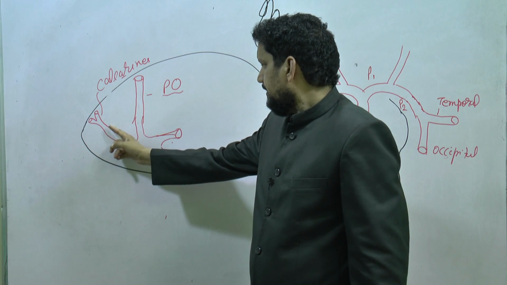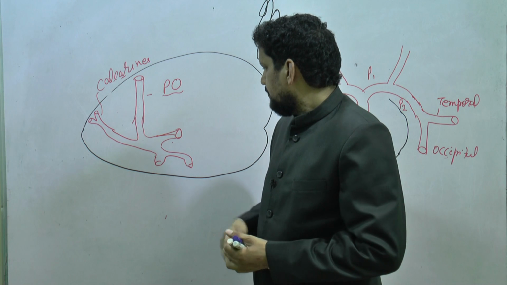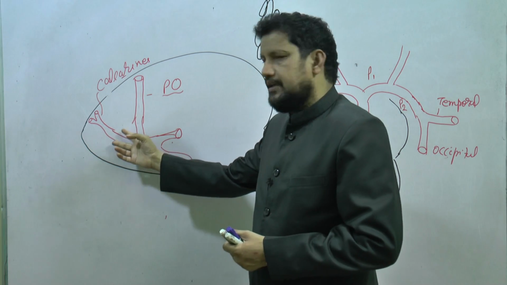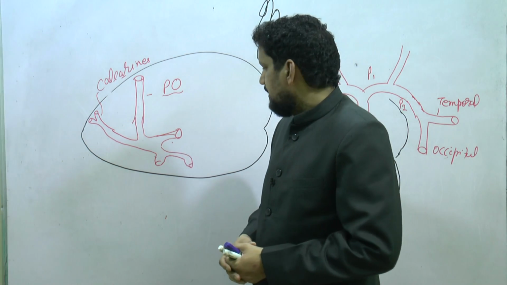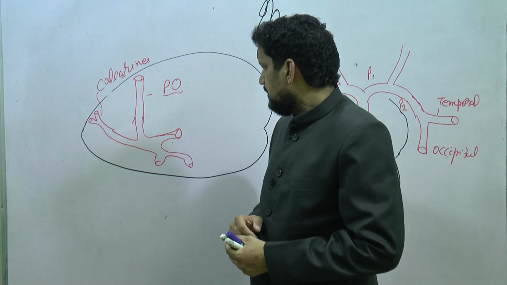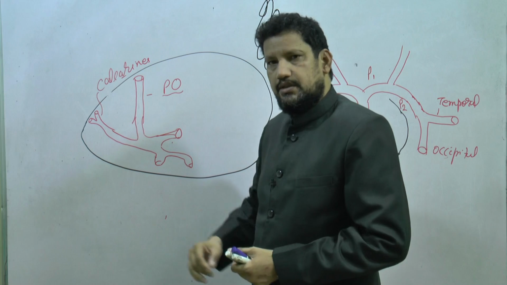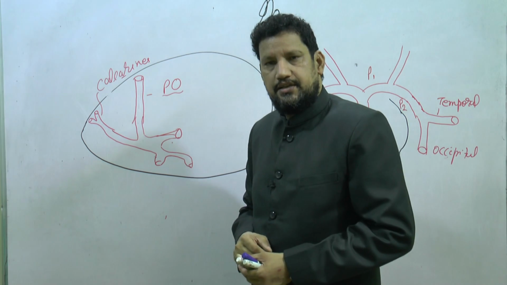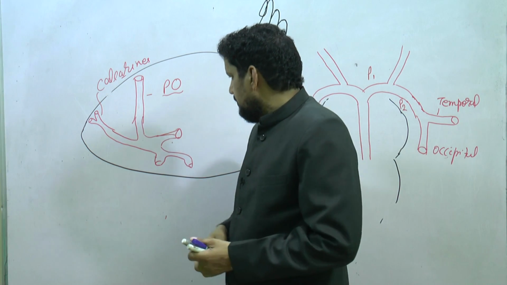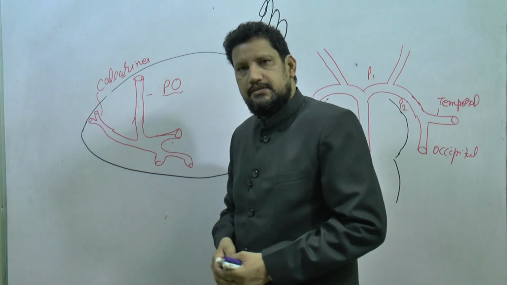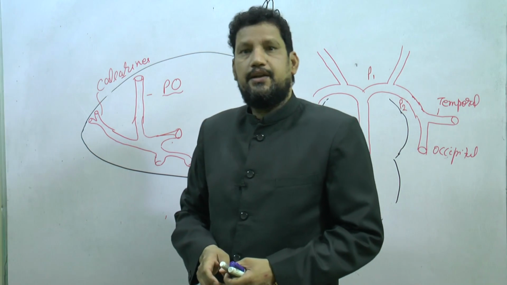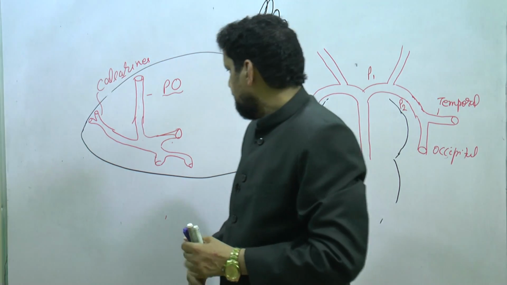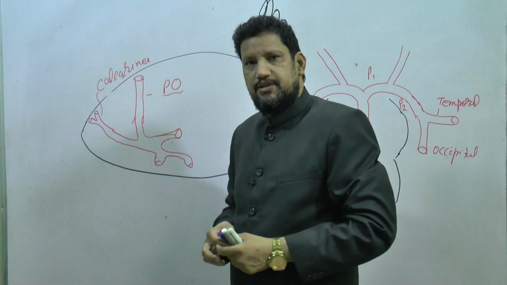This calcarine artery is arising from the internal occipital branch and running in the calcarine sulcus, and it is supplying blood to the lingual gyrus and cuneus gyrus. Especially this calcarine artery is clinically very important, and it is also supplying blood to the primary visual cortex, the area number 17.